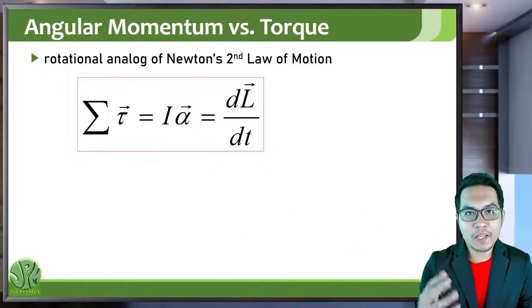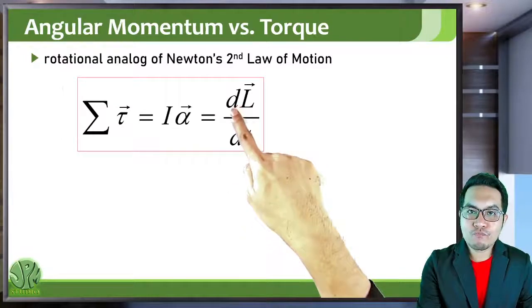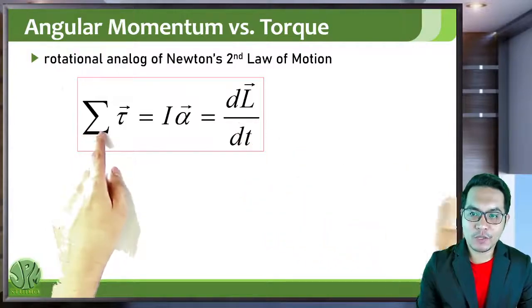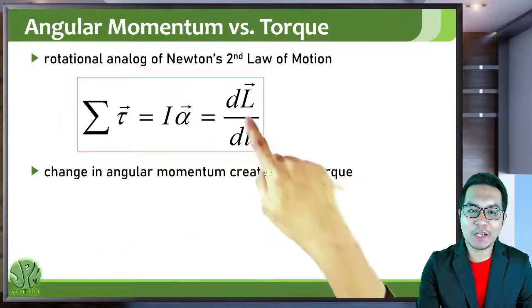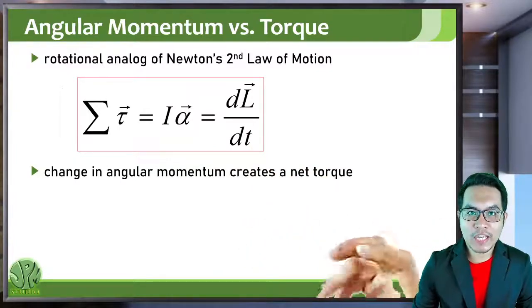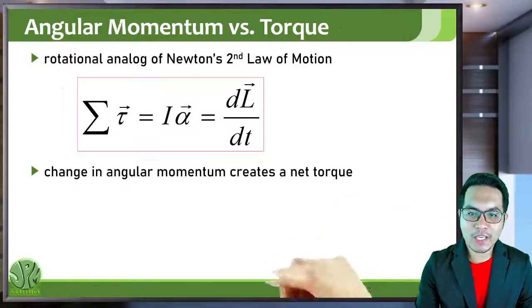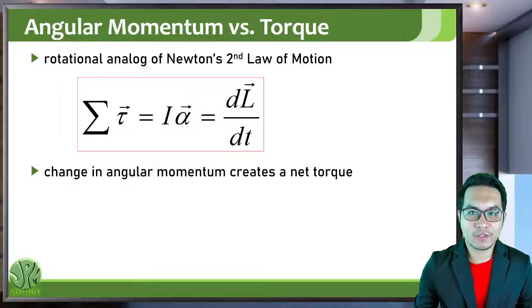Okay, from linear dynamics, a change in linear momentum will create a force. In the same manner, in the rotational version, a change in angular momentum will also create a torque, will create rotation. So if you change your angular momentum, there will be a net torque on the system.